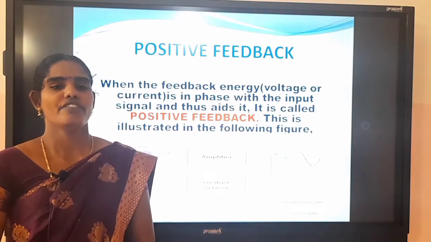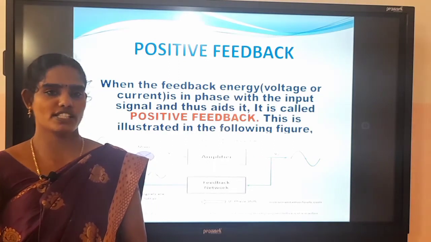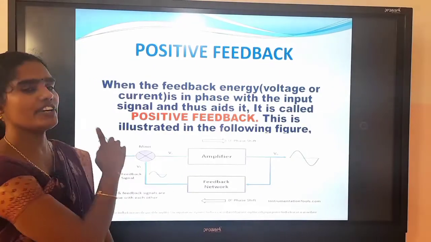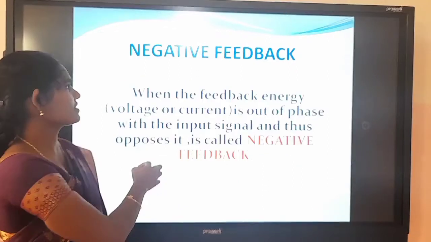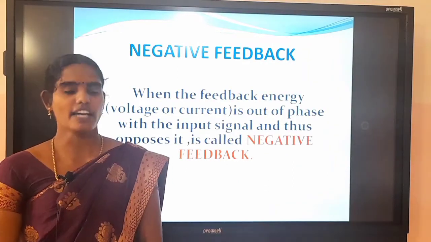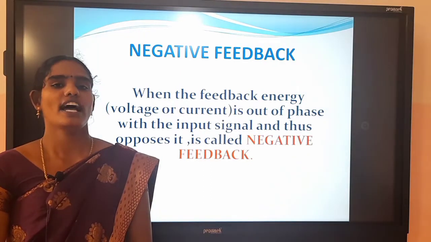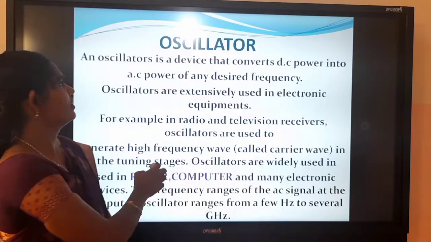Positive feedback: when the feedback signal is in phase with the input signal and thus aids it, it is called positive feedback. Here the output of the feedback network is in phase with the input signal, so it is called a positive feedback system. And negative feedback: when the feedback signal is out of phase with the input signal and thus opposes it, it is called negative feedback.